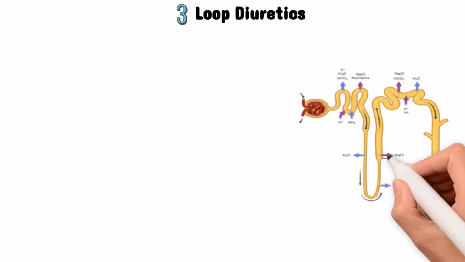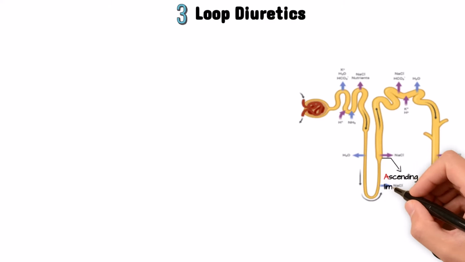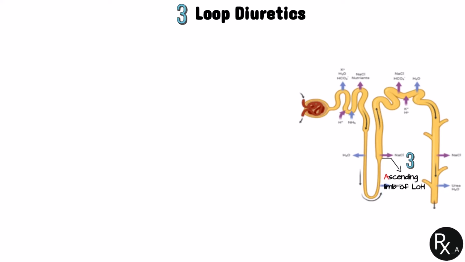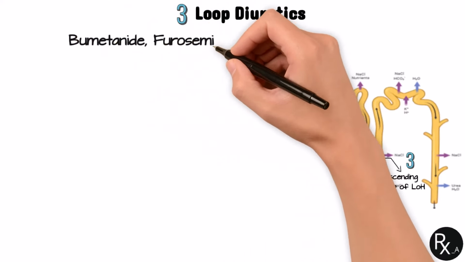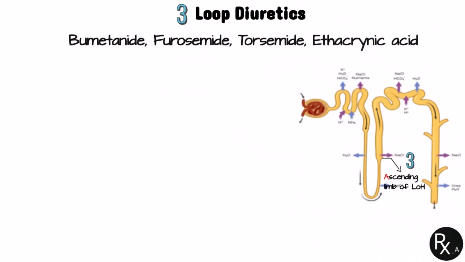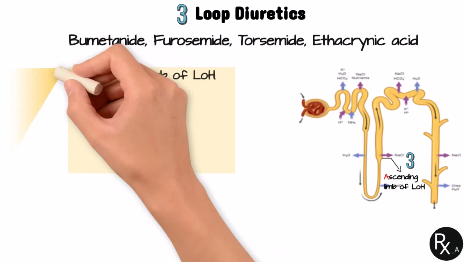As their name indicates, loop diuretics act in the ascending limb of the loop of Henle, specifically blocking the sodium-potassium 2-chloride cotransporter. Medications in this class include bumetanide, furosemide, torsemide, and ethacrynic acid. Out of all the diuretics, these agents have the greatest diuretic effect because up to 25% of sodium is reabsorbed in the ascending limb, at which point other parts of the nephron can no longer compensate for increased levels of tubular sodium.